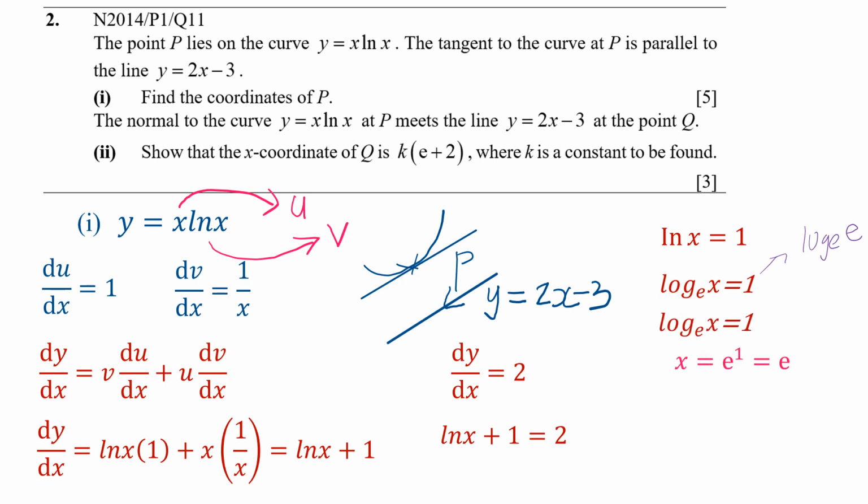Alright, so we are asked to find the coordinates of P, meaning I also need to find the y coordinate. So when x is equal to e, you just substitute into your curve. You have e ln e. Ln e is actually equal to 1 because ln is just log base e. So ln e is basically just log base e of e, and that gives you 1. So y equals e. Therefore, the coordinates of point P will just be (e, e).